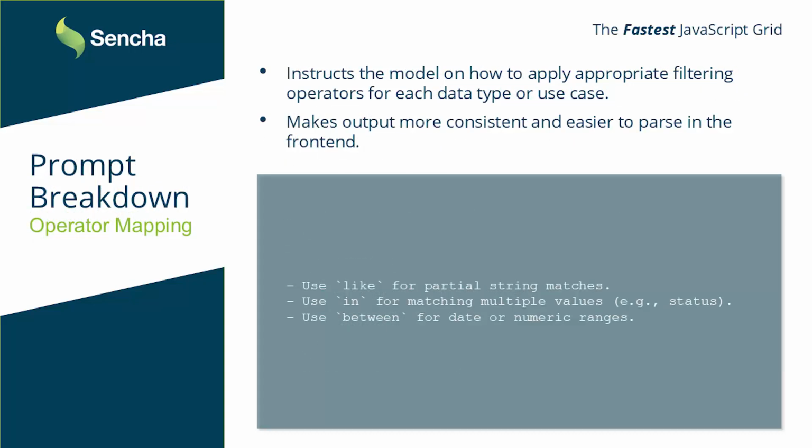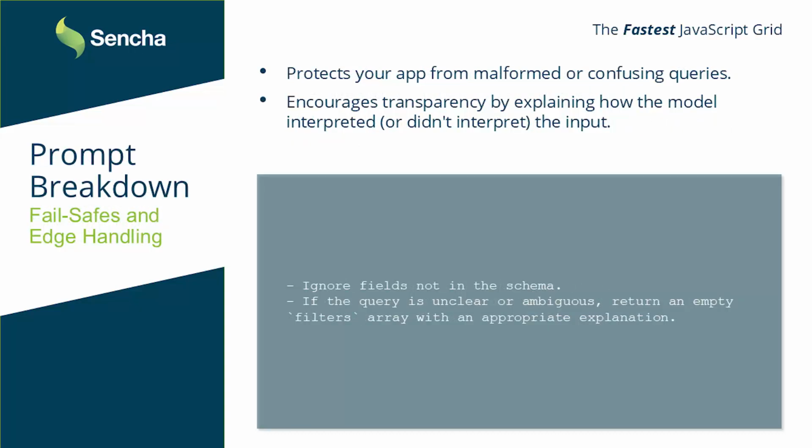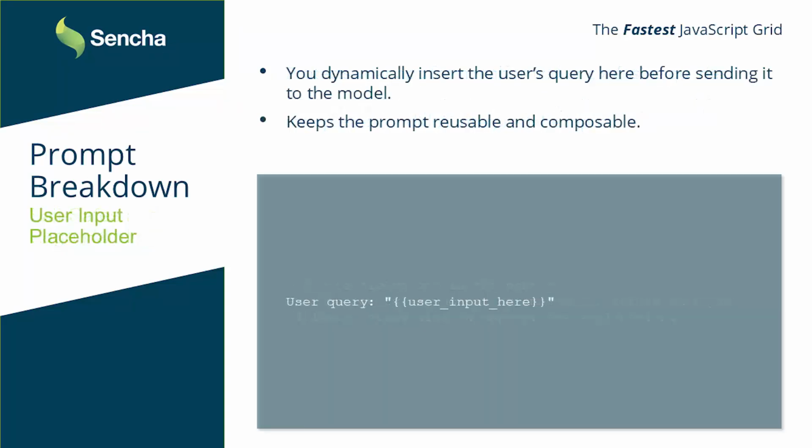Then I also need to tell it what kind of operators we're going to use. For example, like for partial string matches, in for matching multiple values, like a list, between for date or numeric ranges. That's not exactly how it's going to work, but this is just an example. This might be useful for another type of grid. Then some fail-safes. Ignore fields not in the schema. If the query is unclear, return an empty filters array. Things like that, that it's going to be a fail-safe with any probable mistakes that will originate from ChatGPT.